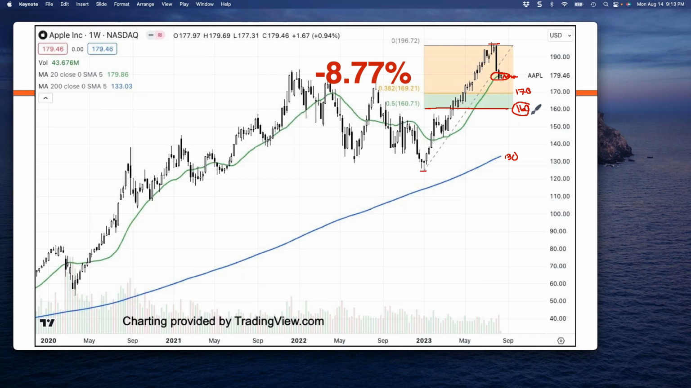So what we see here is a stock that has probably at least about $10 of downside from its current price right now, and possibly up to about $20 in a very typical scenario.